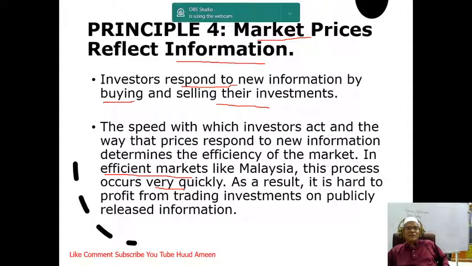Many investors are influenced by information or news from Facebook or from their reading, and then the investors will act very quickly.